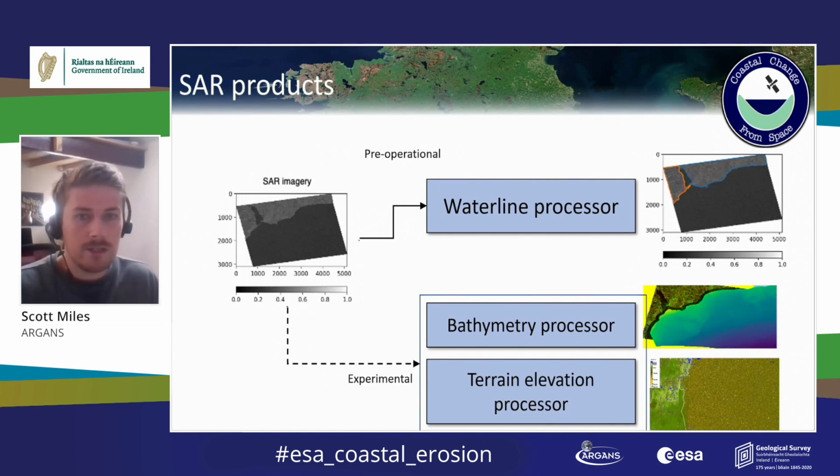The initial plan of the project was to focus the production on the waterline retrieval, where the processor is able to generate a waterline for every SAR image. However, after consultation with end users, we found the coastal community was also interested in the analysis of the change in the topography of the coastal area, not only in the dry part, but also in the bathymetry. So we started the development of these two new processors, which are currently being assessed over some specific areas. However, these are still in the prototype stage: the terrain elevation processor and the bathymetry processor.